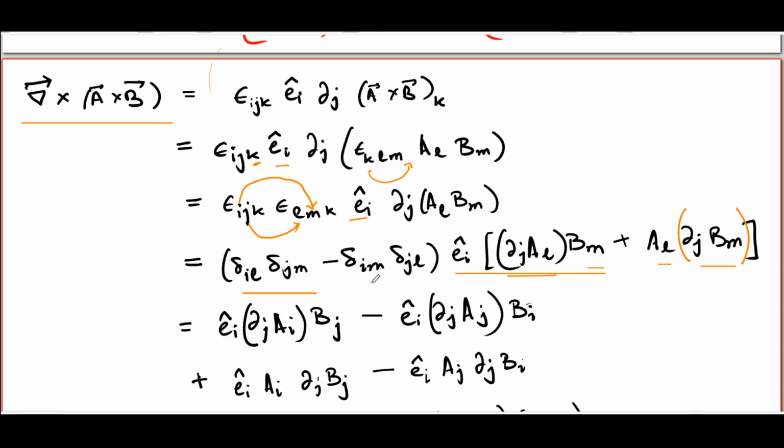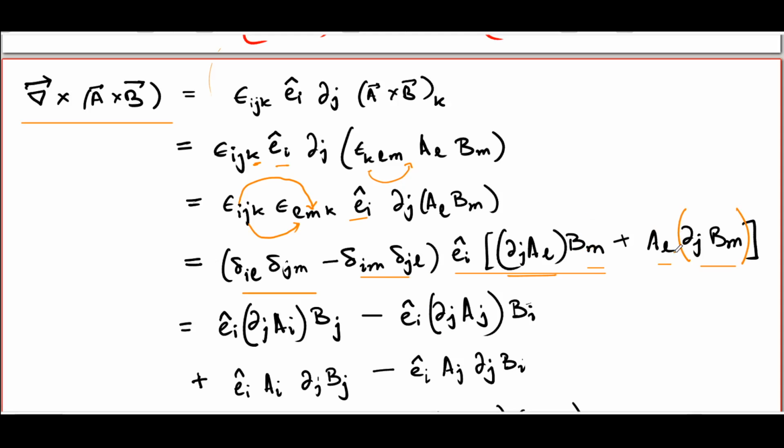The next term that you have here is one you get from this and this. Here, of course, all the M's become I and all the L's become J, because you're summing up over M and L first. So EI, of course, stays where it was. Del J also doesn't change. The AL becomes AJ and the BM becomes BI. That's what this expression will do for you.